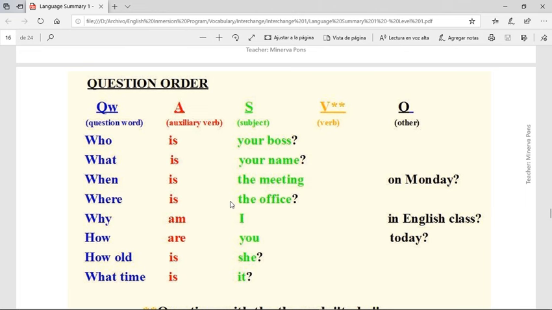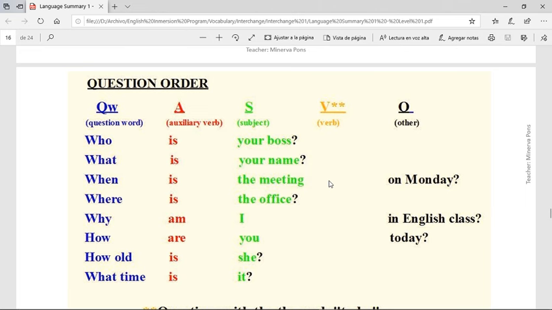Why am I? How are you? How old is she? What time is it? But also, we can add some more information with the other part, making this question, when is the meeting, into something else. When is the meeting? On Monday specifically.